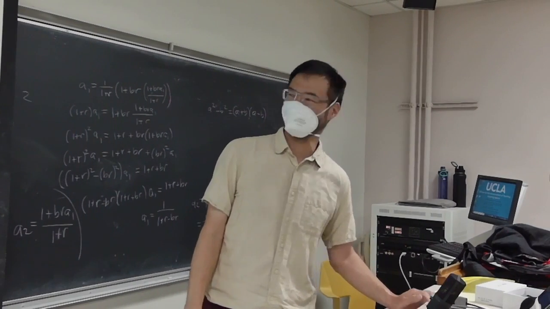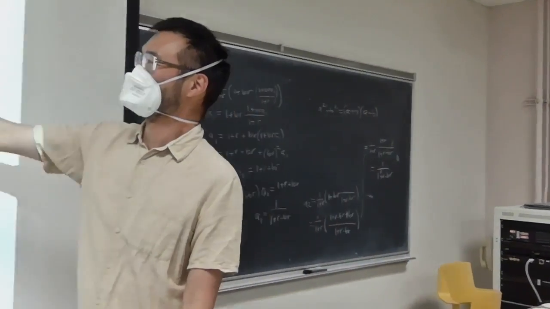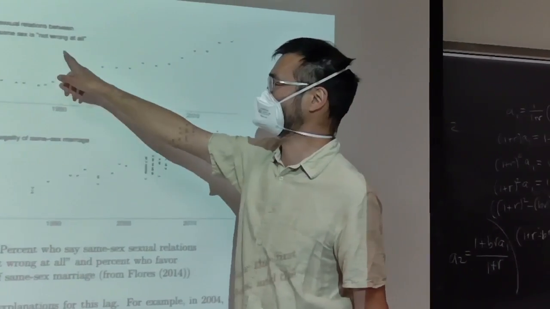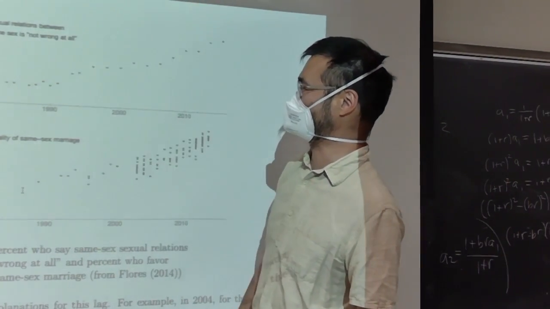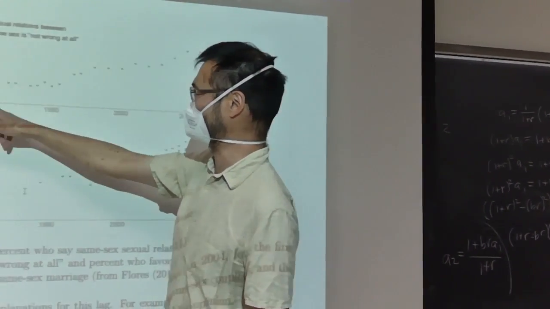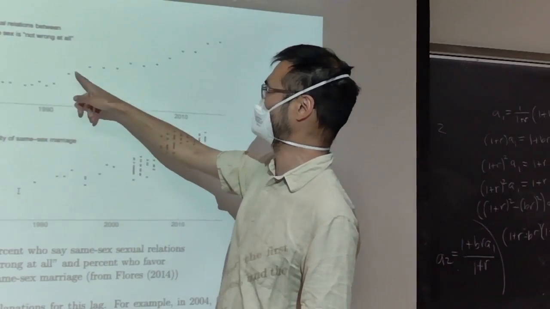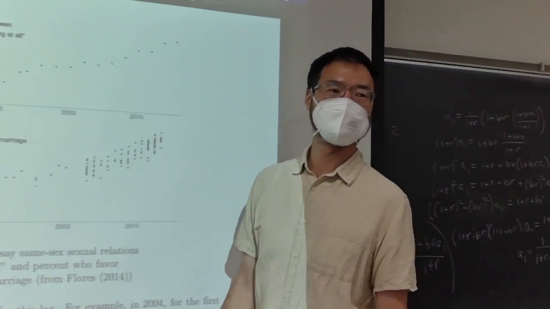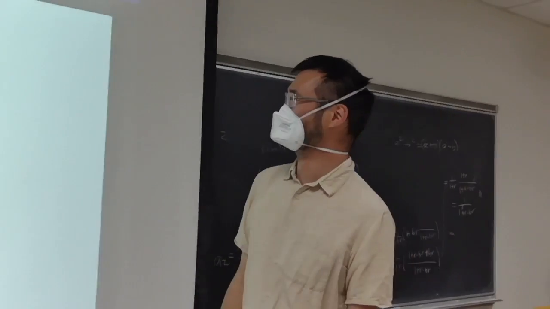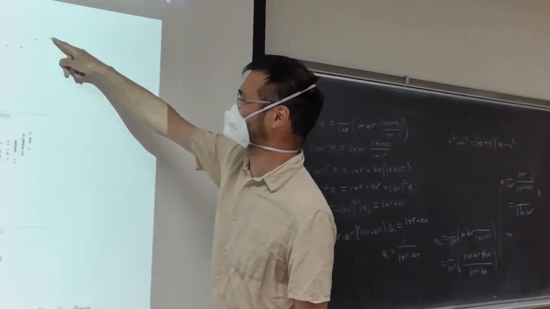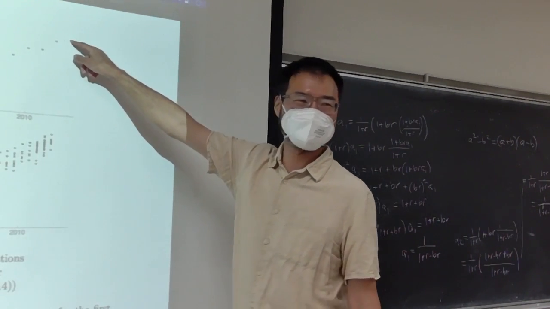This is my little graph from what I found on the web. So this is same-sex sexual relations: sexual relations between those of the same sex is not wrong at all. They asked that question back in the 80s and 90s, and around this time it started going up. 15 states technically criminalized it. Yeah, even here we're at 50%.